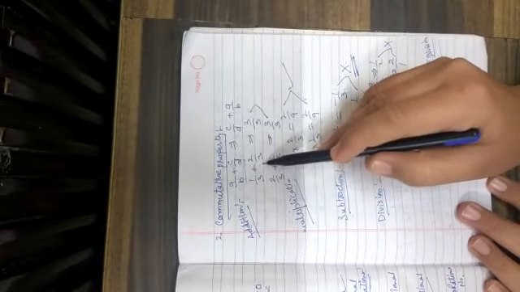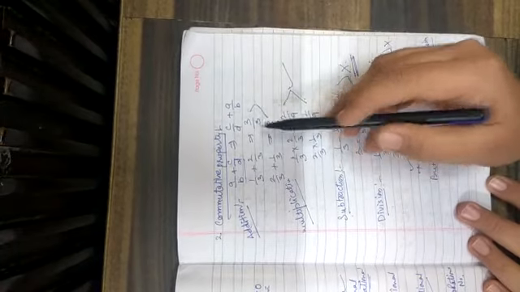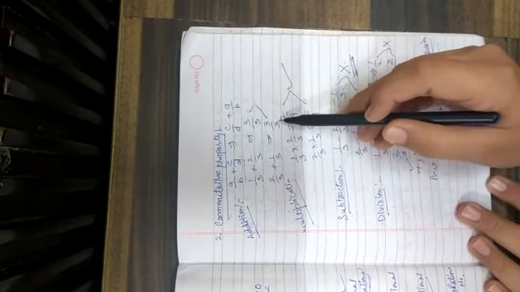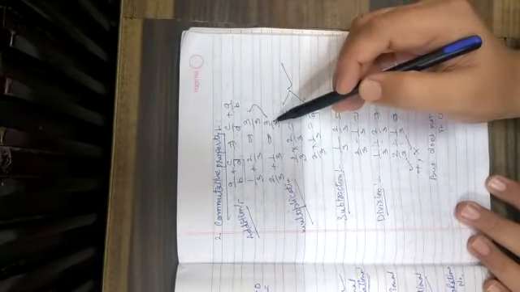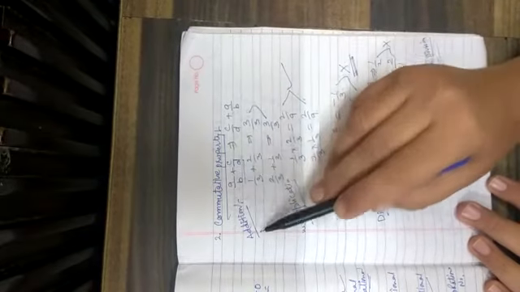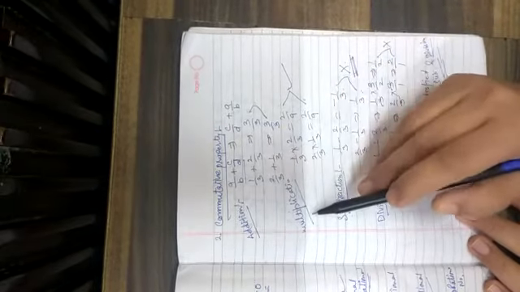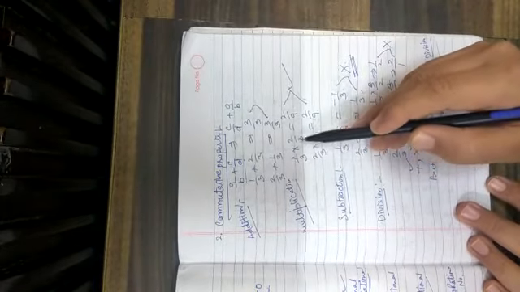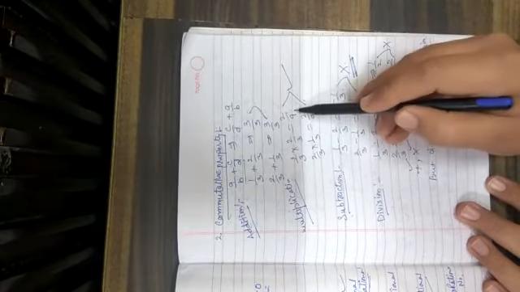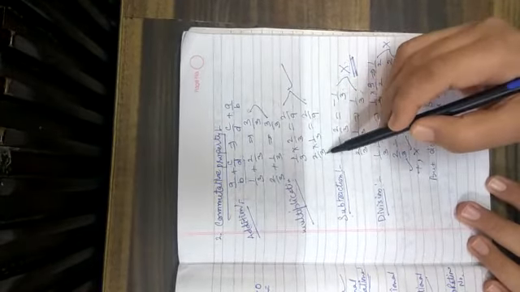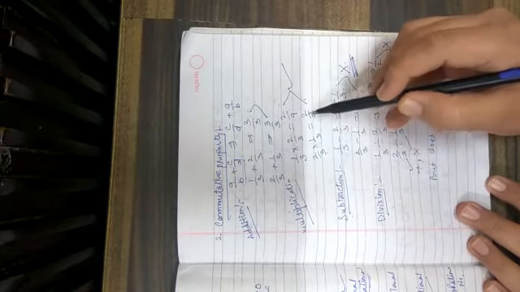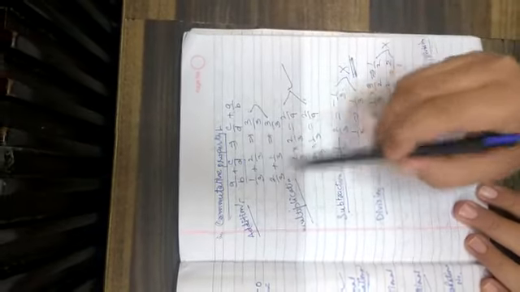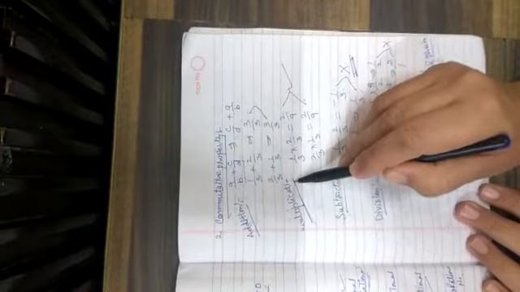1 by 3 plus 2 by 3 will give 3 by 3. But if we add 2 by 3 plus 1 by 3, it is again 3 by 3. It means both the answers are same. So commutative property is satisfied in case of addition. Similarly, in case of multiplication, 1 by 3 multiplied by 2 by 3 is 2 by 9. If we multiply 2 by 3 with 1 by 3, it gives 2 by 9. So answer is same in both the cases. It means commutative property is also satisfied in case of multiplication.